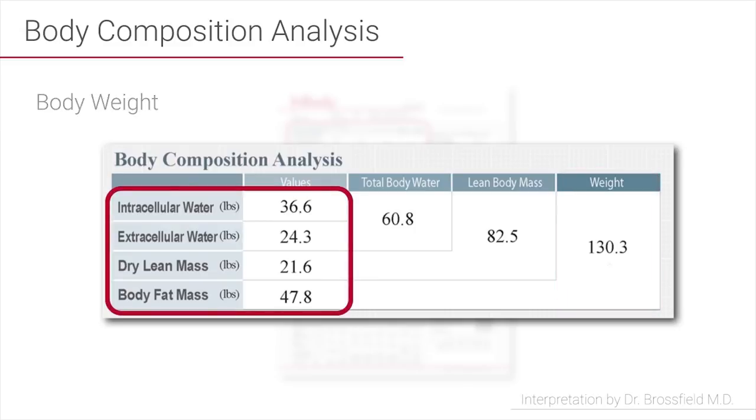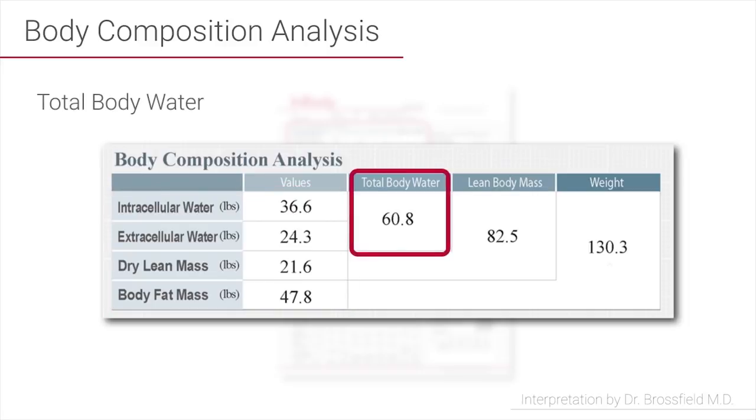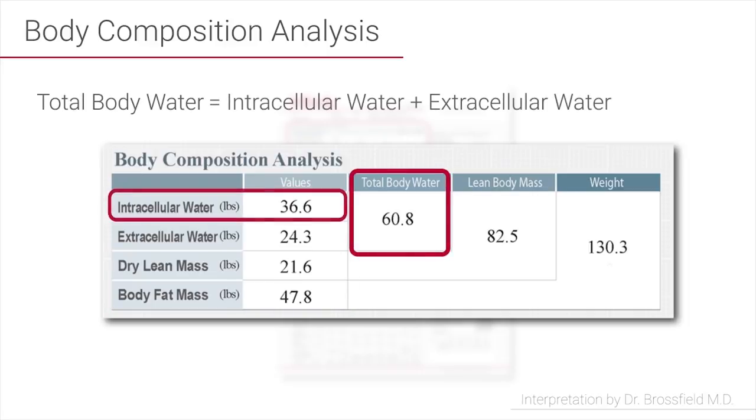The first compartment we want to look at is body water. There's water that's inside your cell and outside your cell, and that together makes up your total body water. Total body water is an approximation of muscle because water is stored in the muscle, and so this is your muscle content in your body.